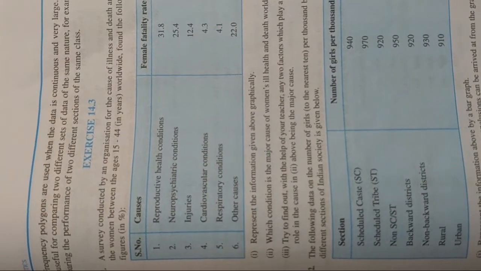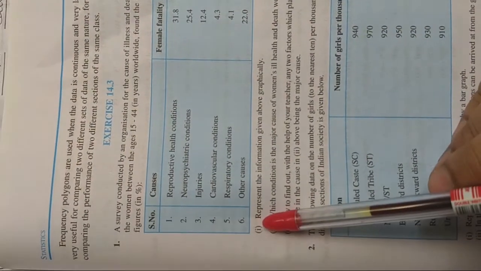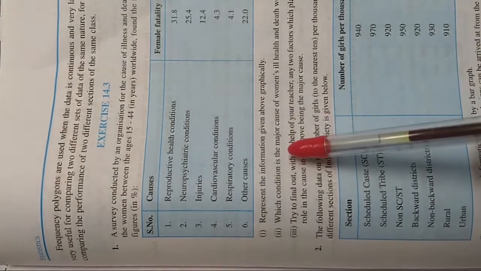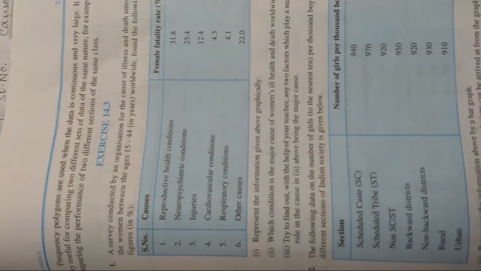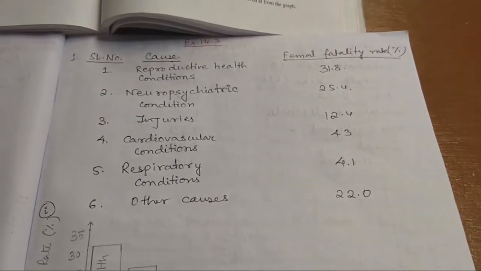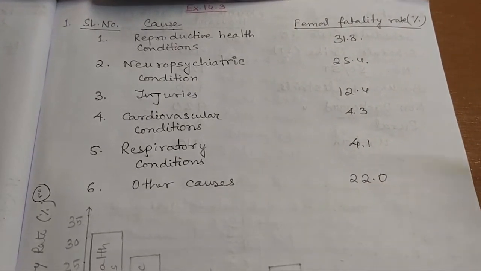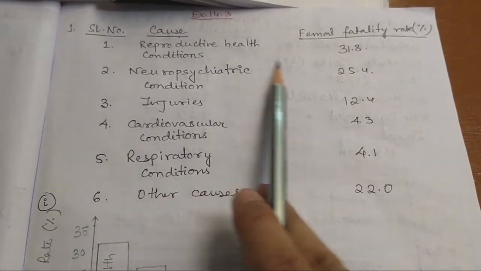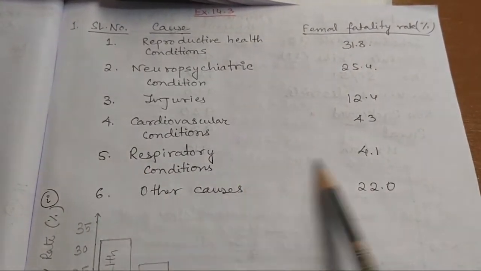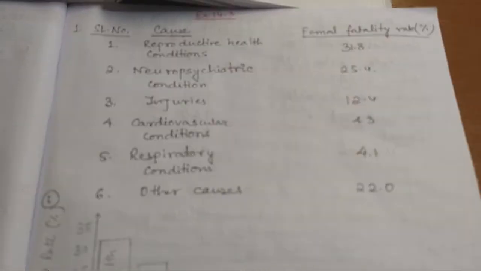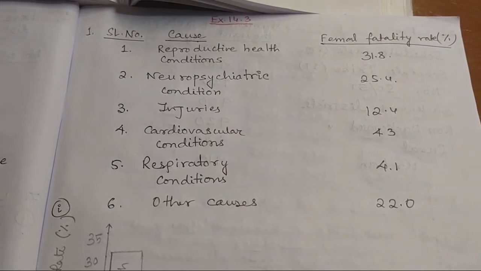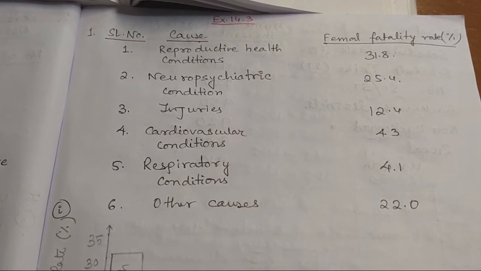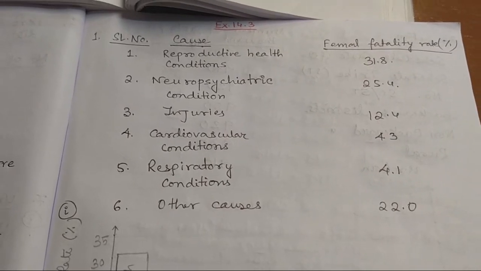22.0. So question number 1 is saying represent the information graphically. Graphically we can represent this data in a bar graph. Now come to the solution. You can see I wrote the table again. That is better for any bar graph or histogram or frequency polygon. If you draw the table, it will be better for you.